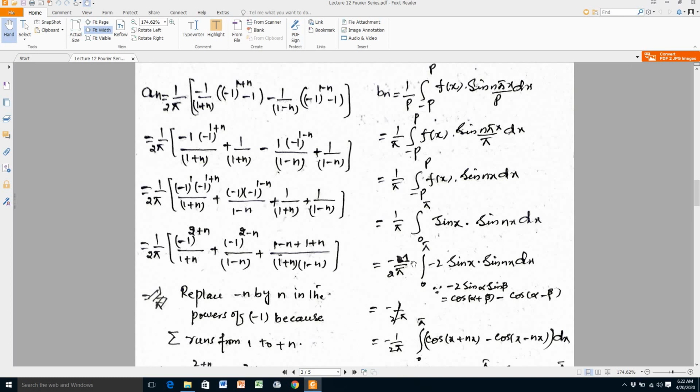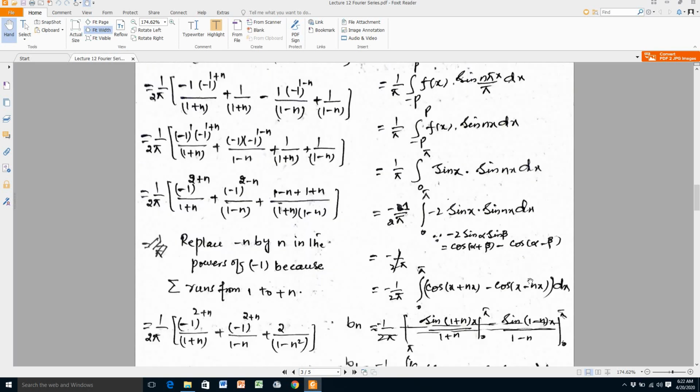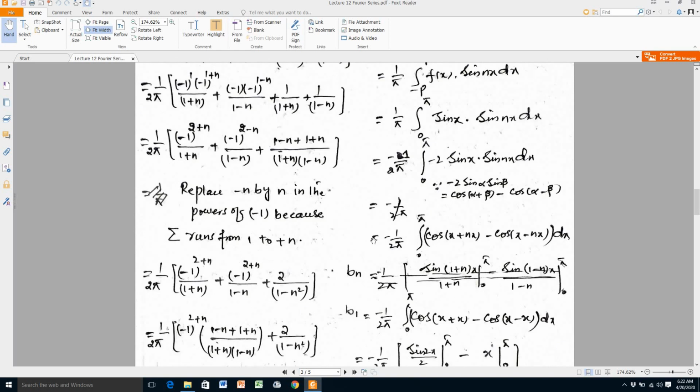Again you divide by minus 2 and multiply with negative 2, and you know that in this way we get a product formula. So we get minus 2 sin alpha sin beta is equal to cos of alpha plus beta minus cos of alpha minus beta. So again I am using that formula, and we get minus 1 over 2 pi from 0 to pi of cos of x plus nx minus cos of x minus nx.